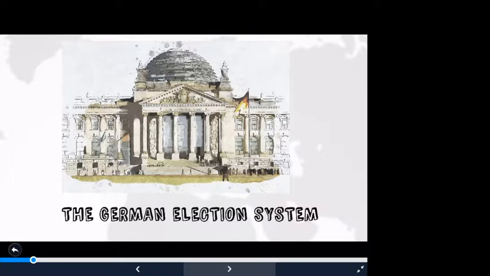Hey everyone, it's Sid here, and today we are gonna look into a really complex voting method. Surprising as it may be, this voting method is that of Germany. So buck up because it is a weird ride.